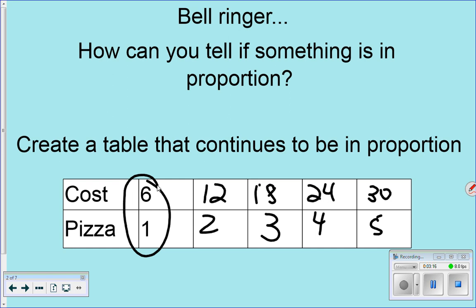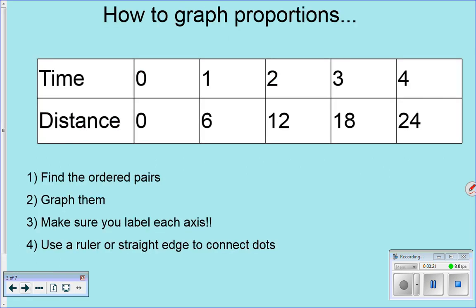Anybody remember this? Because you have to know this to be able to do today. Okay, so what we're going to do is talk about graphing this table. That's the reason why we talked about graphing yesterday, because you needed to know how to graph. That's what we're going to do with these proportion tables. If you want, you can make this table in your notes, and then we'll graph it together, and that's where you can use your graph paper.